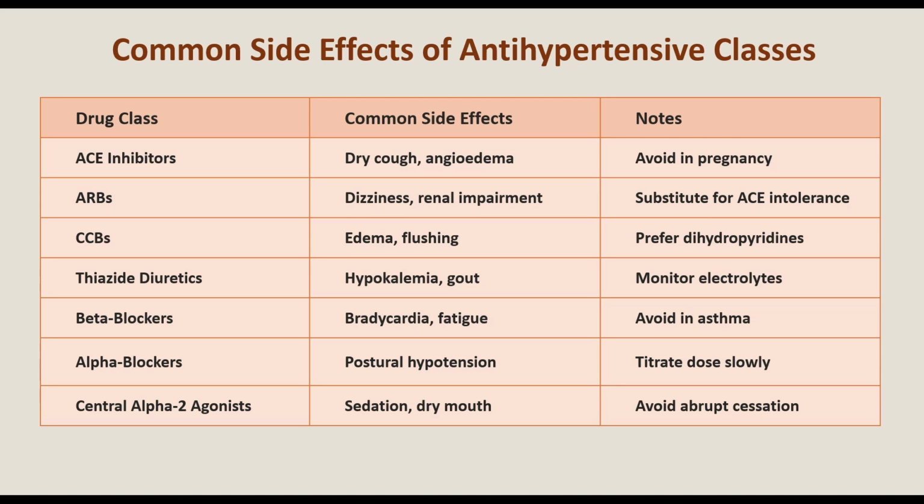CCBs are associated with peripheral edema, flushing, and constipation. Thiazide diuretics can lead to hypokalemia, hypercalcemia, and gout. Beta blockers may cause bradycardia, fatigue, and cold extremities, while alpha blockers can induce postural hypotension and dizziness. Central alpha-2 agonists are known for sedation, dry mouth, and rebound hypertension on abrupt discontinuation.